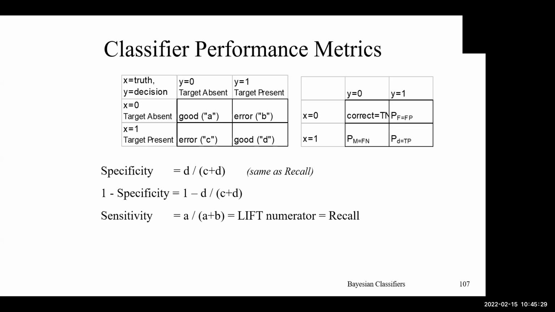So it's the same thing as recall, the D divided by C and D. Out of all the ones that truly were sick, of all the people who truly had COVID, what percentage were they able to detect with your classifier? Sometimes you talk about 1 minus specificity. So rather than looking glass half full, glass half empty, same thing.